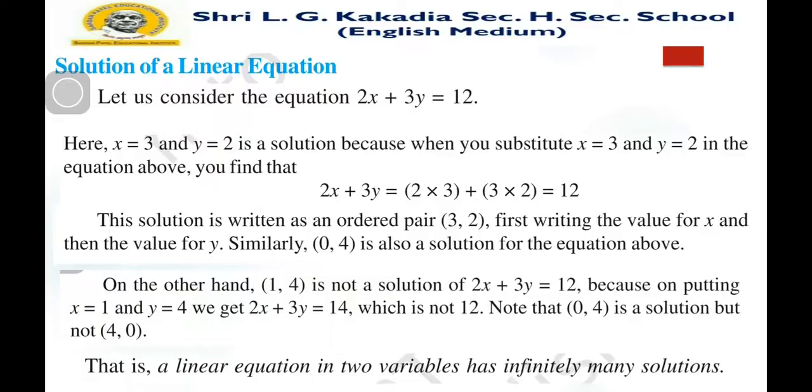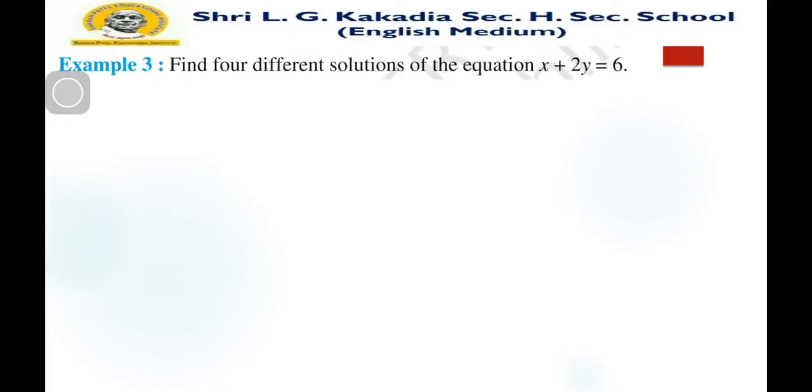Now let us take some examples. Example number 3. Find 4 different solutions of the equation. Here we take a value of x, and according to that we take a value of y, and if we find it is equal to 6, let us say you put x is equal to 2, then you have to put y is equal to 2, that is 2 plus 4 is equal to 6.